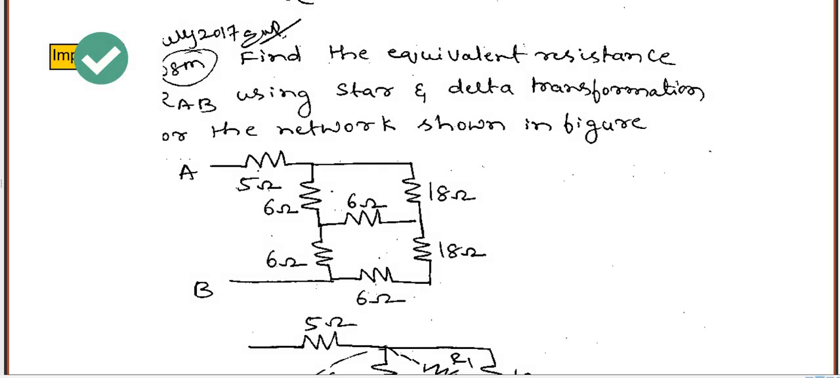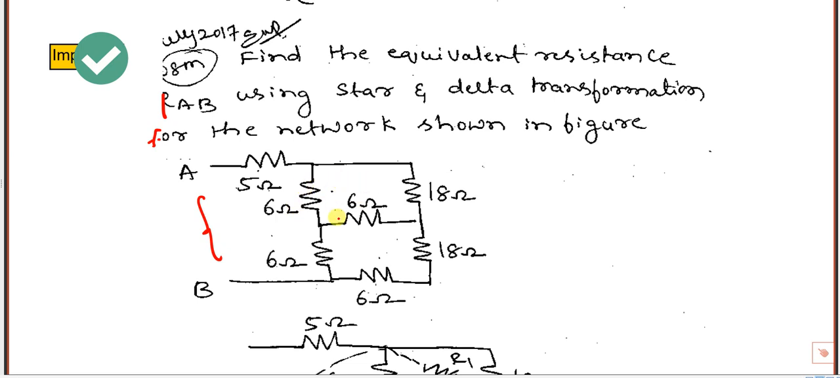Problems on star to delta or delta to star conversion. First problem: find the equivalent resistance between terminals A and B. You have to find what the equivalent resistance R_AB is, looking from this terminal, using star and delta transformation for the circuit shown in the figure.